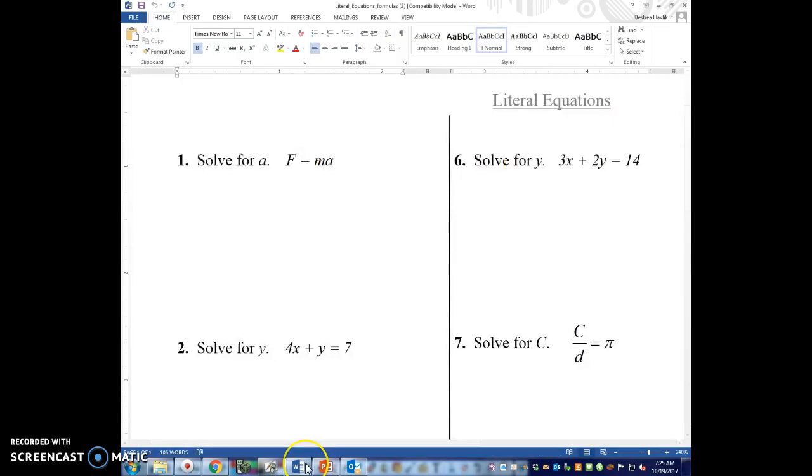Okay, so your worksheet for today. I'm going to do a few examples for you, and then you're going to be released to do it yourself.